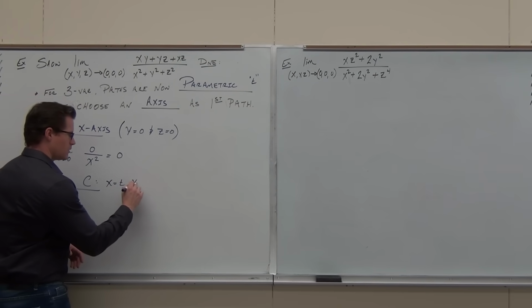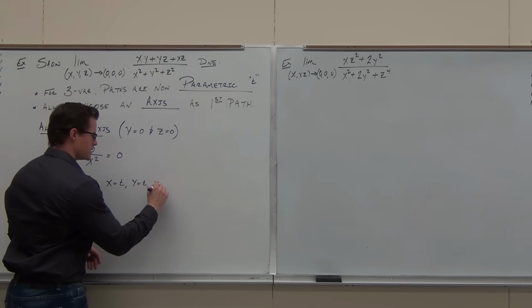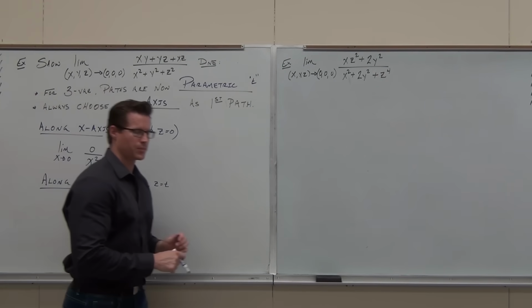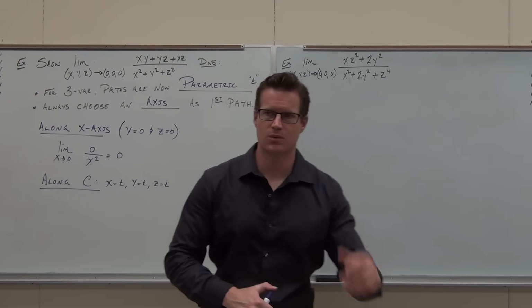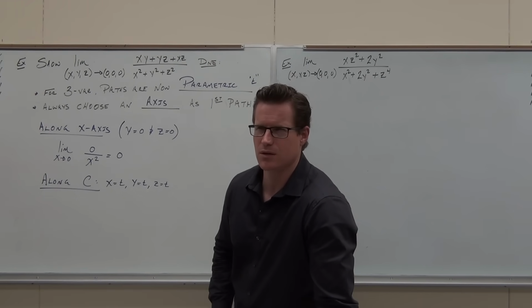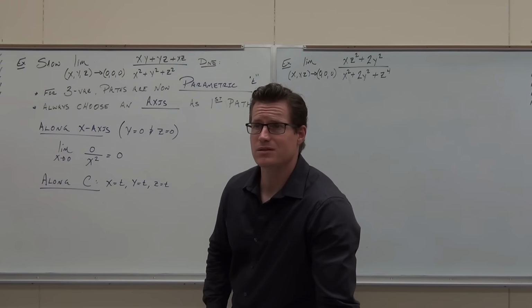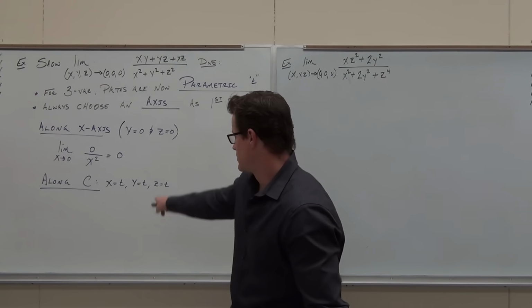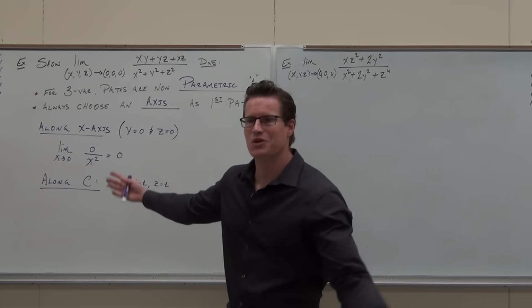x equals t, y equals t, z equals t. What is it? What is that curve? It's a line through space. That's all it is. Do you see the parametric line? That's what we're traveling over now.